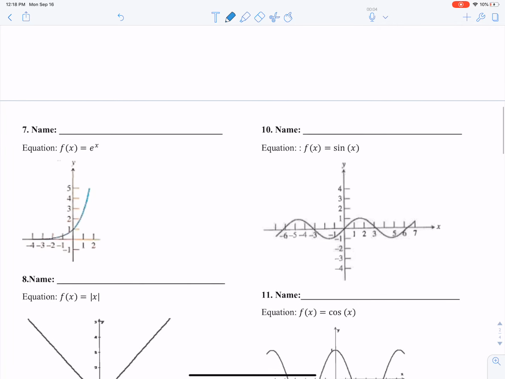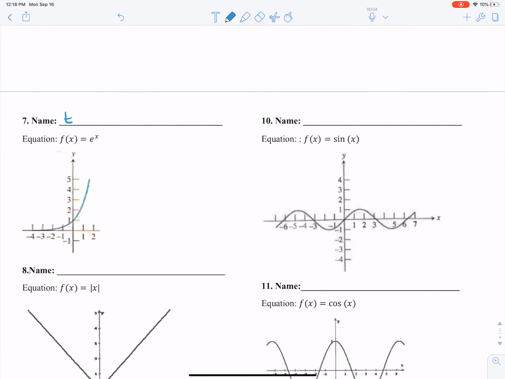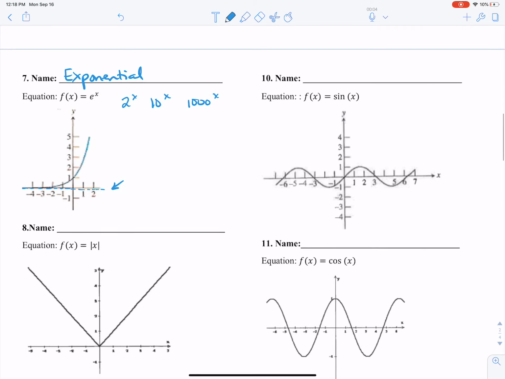Okay, number 7 is exponential. That doesn't have to be e to the x. That could be 2 to the x. It could be 10 to the x. It could be 1,000 to the x. It can be whatever you want. But they all have the same general shape and a horizontal asymptote here at the x-axis.